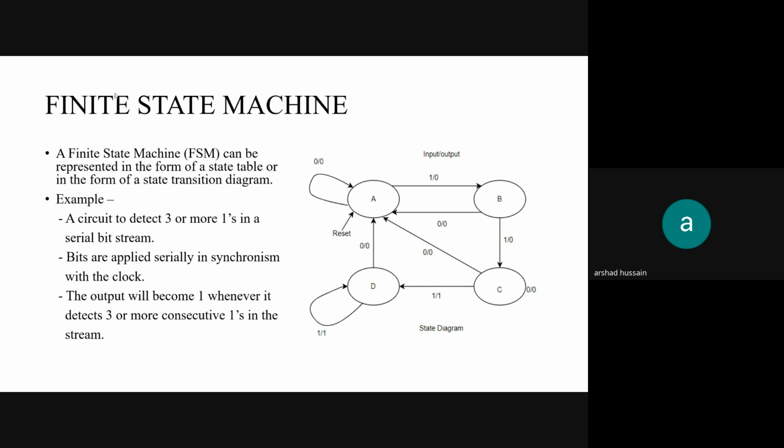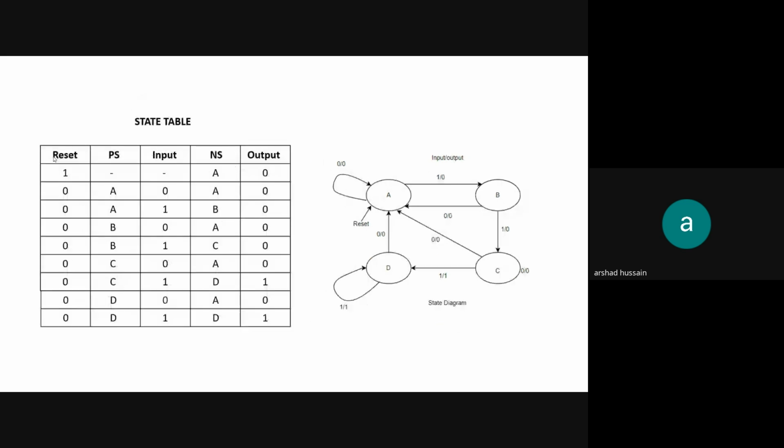This is the state transition diagram, and this is how it is depicted in this example, the circuit to detect three or more ones. This is the state table description. As you can see, there is a state table description, and this is the equivalent state diagram.